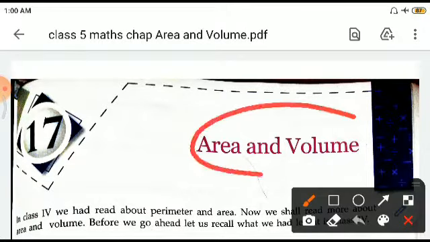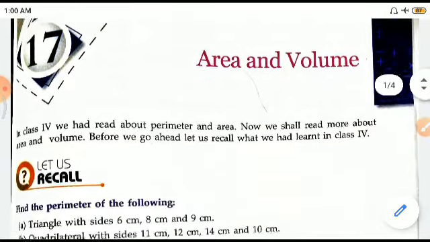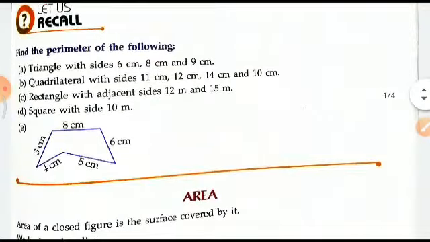We are on to the chapter area and volume, right? Now, in class 4th, we had read about perimeter and area. We know perimeter is the sum of all the sides of the figure. Now, we shall read more about area and volume, but before we go ahead, let's do a recall of that.